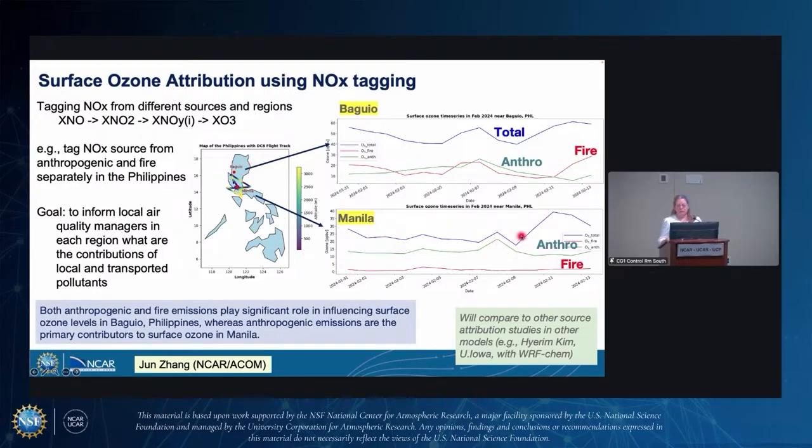So clearly up north where there was some fire influence, they're comparable, but in the city, anthropogenic is more important. And Hayram is doing some similar work, source attribution, a completely different method in WRF-Chem, or WRF-CMAQ. So we'll compare with that.